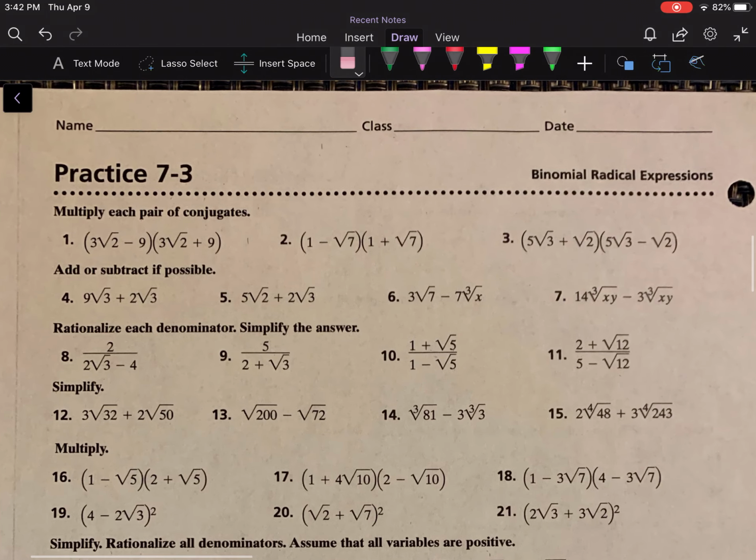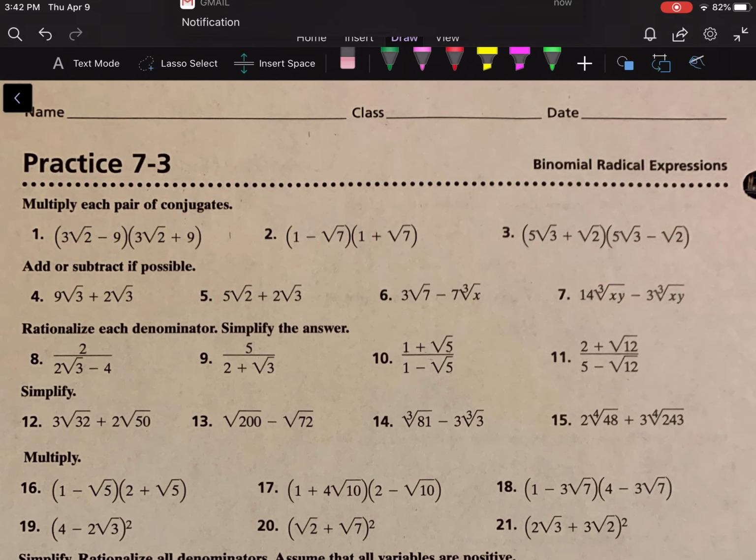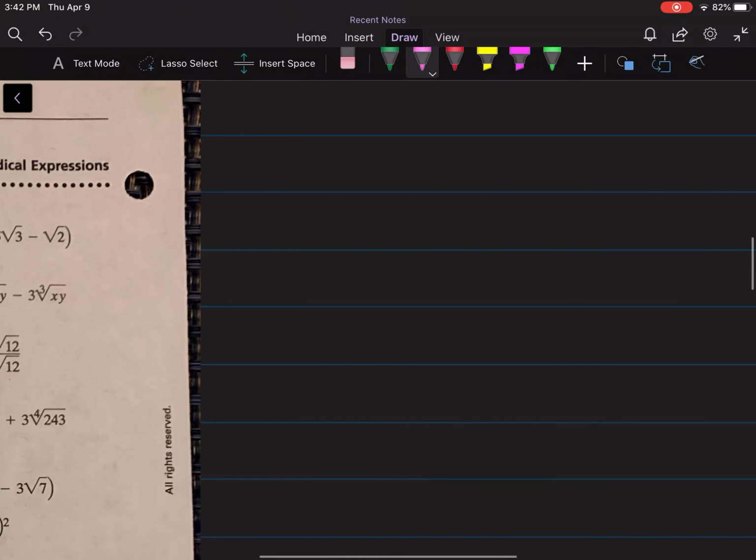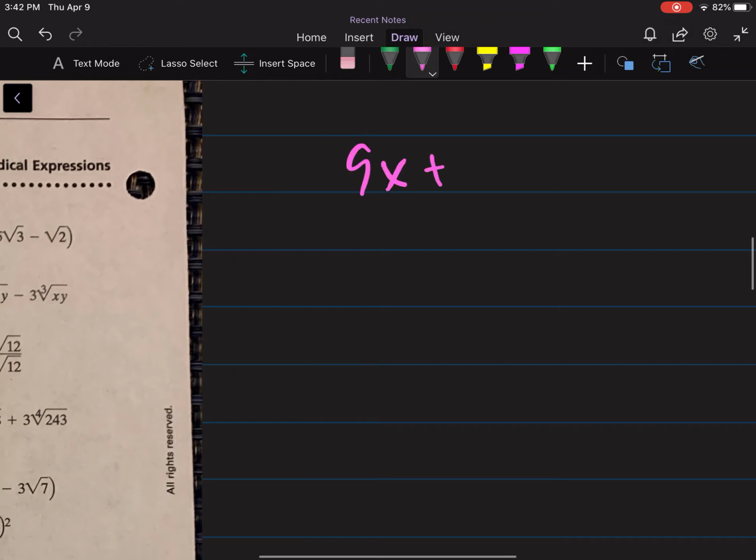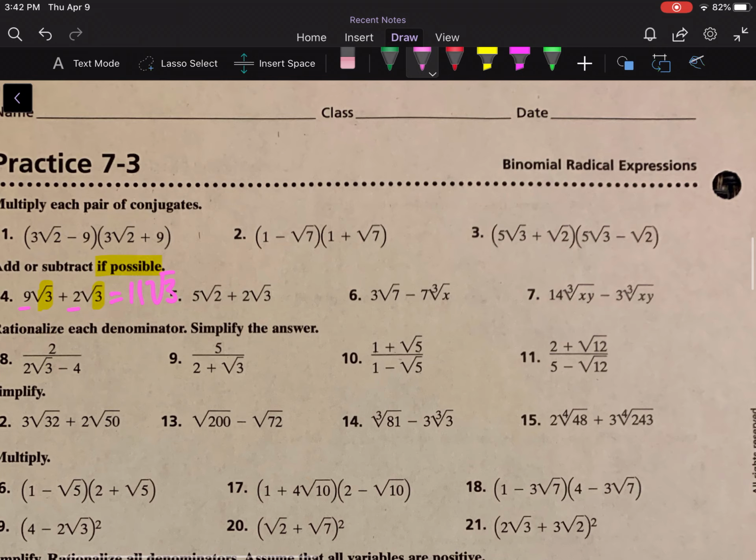Now the second one says add or subtract, if possible. And that's the key part, this whole if possible. Because you're combining like terms. Now what is a like term? See how this is root 3 and that is root 3? That means that those are like terms. So we're going to add the numbers on the outside. So 9 plus 2 is 11, and we're going to keep the square root of 3. That's like if we had 9x plus 3x, then you'd get 11x, because these x's were the like terms, the variables. We're going to treat the roots like that.